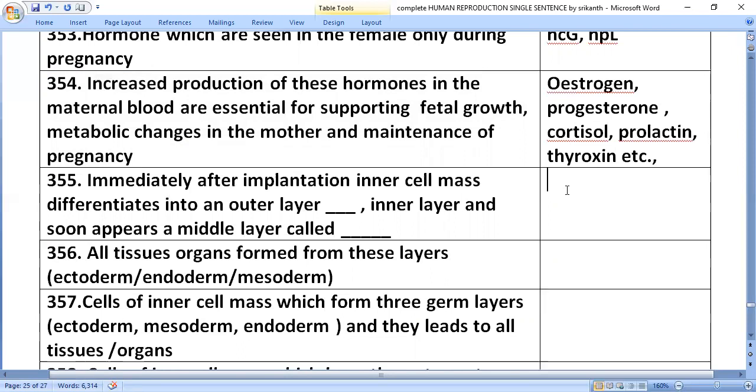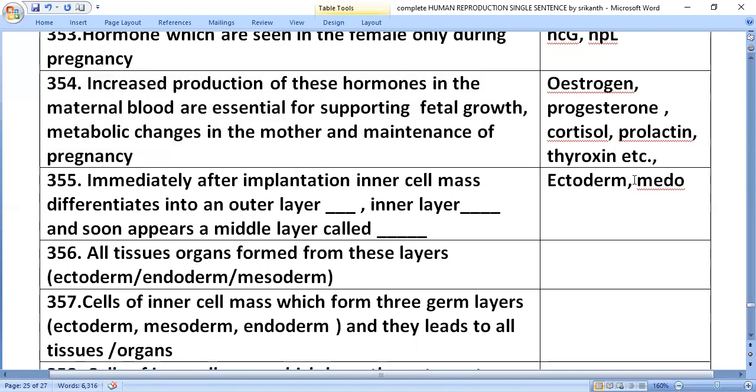Immediately after implantation, the inner cell mass differentiates into an outer layer called ectoderm, then an inner layer, and soon a middle layer appears called mesoderm. The inner layer is said to be endoderm. In between them, soon a layer appears, that is mesoderm.